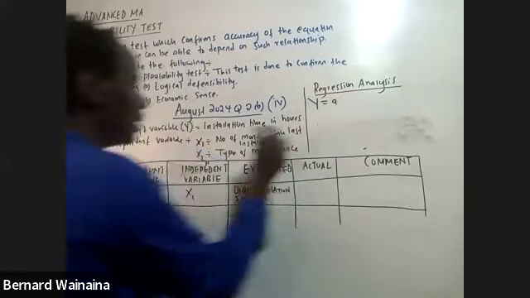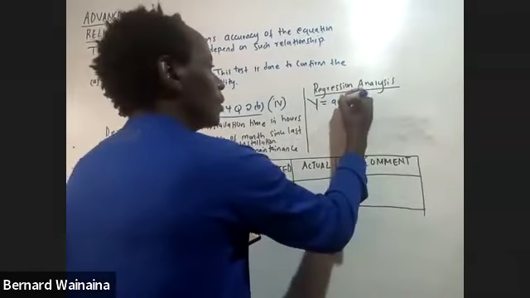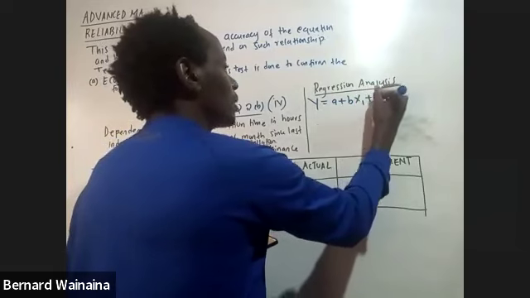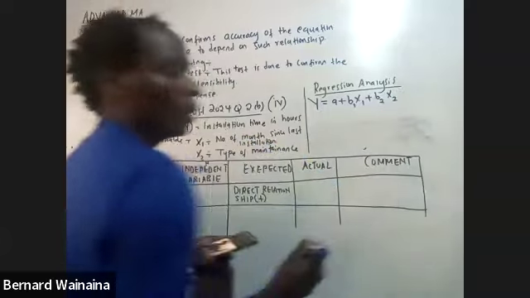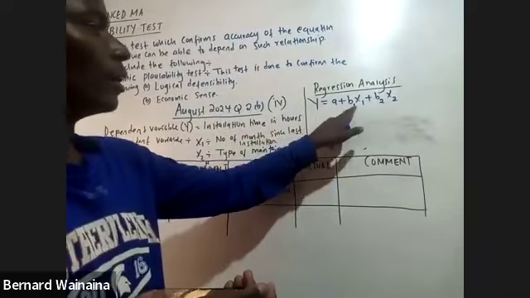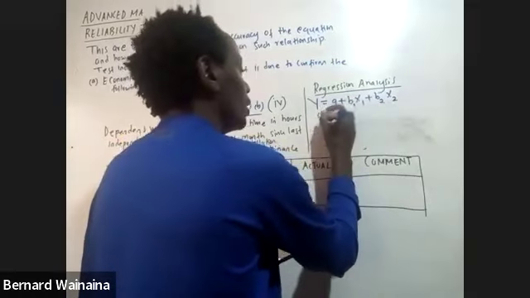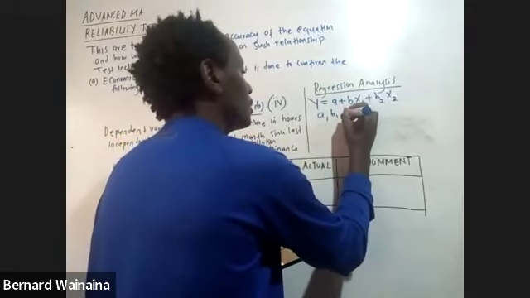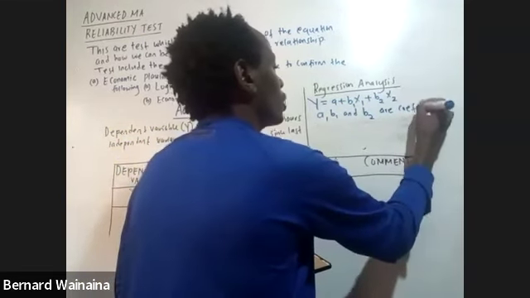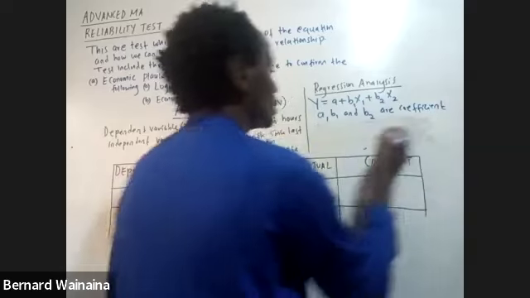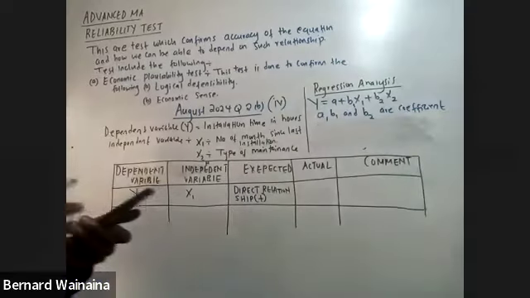We have A. So we said our equation has how many variables? Three. Y equals A plus B1 x1 plus B2 x2. Now, A, B1 and B2 are coefficients. So remember here the coefficient. So you go to the regression analysis and look at the coefficients. And remember A is the intercept.